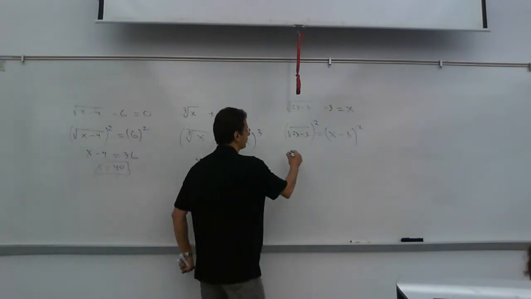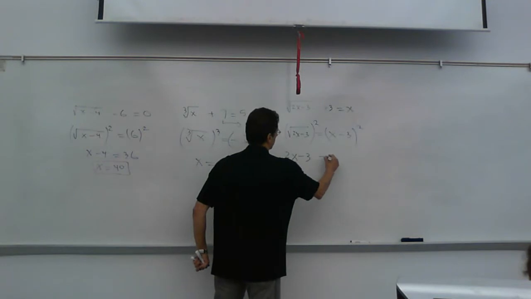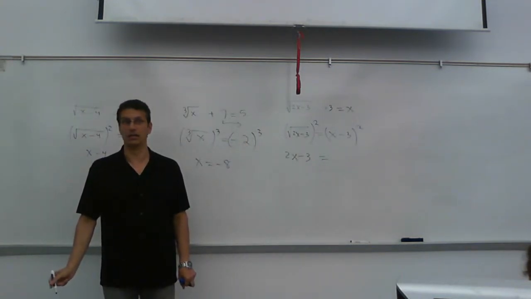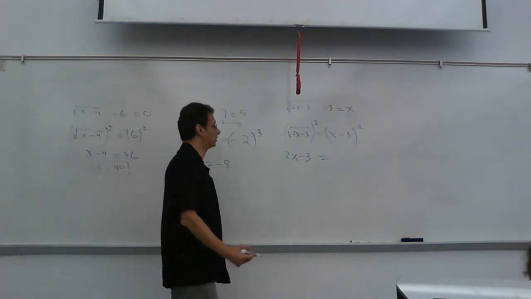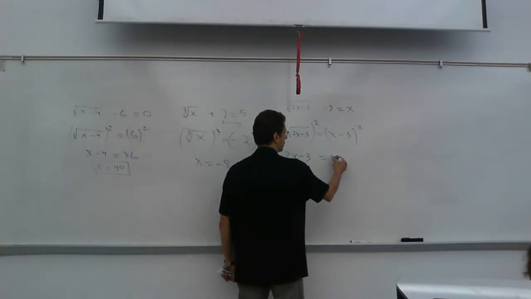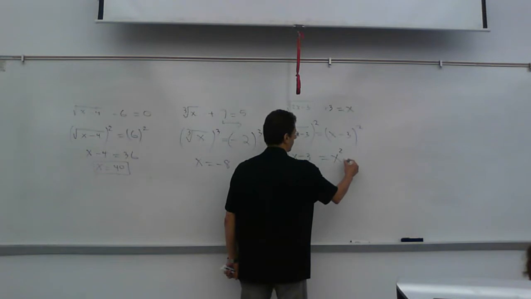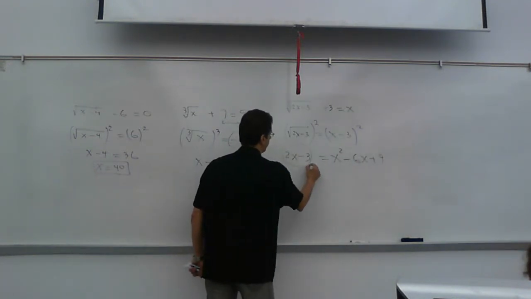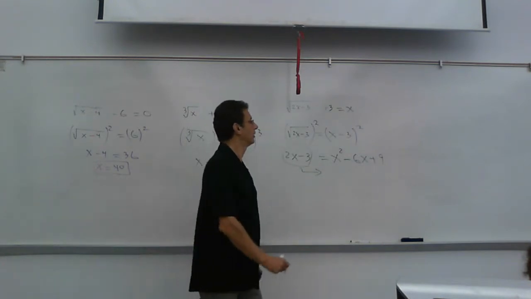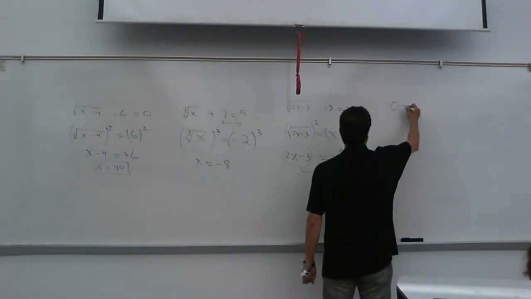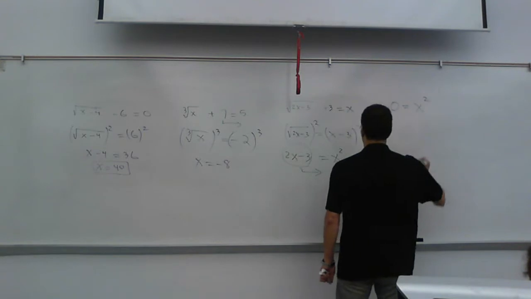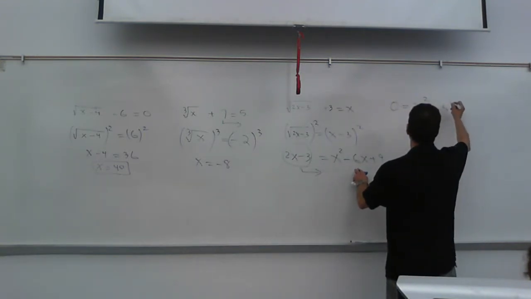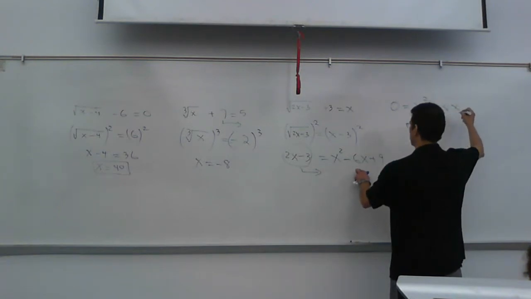Right? So what do we get? Left side? 2x minus 3. Right side, a minus b squared. That's the general formula, which is? x squared minus 6x plus 9. Now I'm going to put everything to one side. What do I get? x squared minus 8x plus 12.